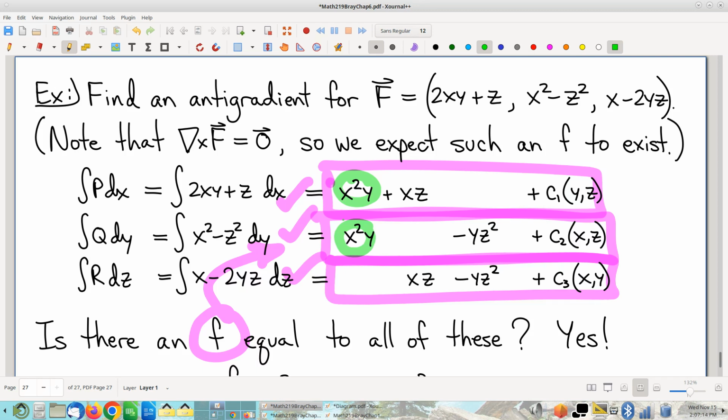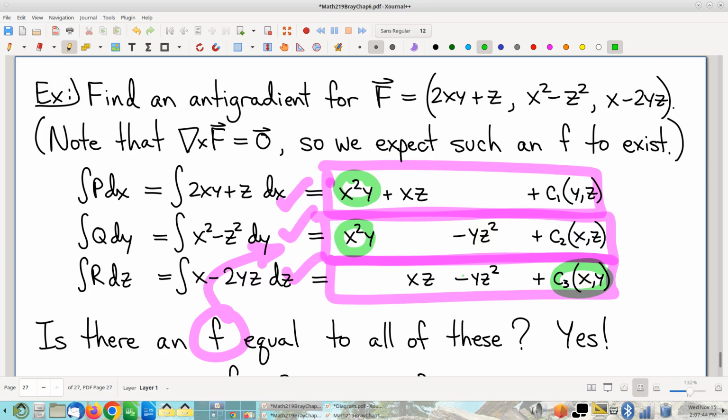Not yet. I have the freedom to pick this C3 to be any function of x and y that I want. And given that I need an x squared y term, I'm just going to choose this to be x squared y. So I can make this work. So far, anyway, I've got other terms to look at. But so far, as long as I make the right choice of C3, I feel like I'm good.